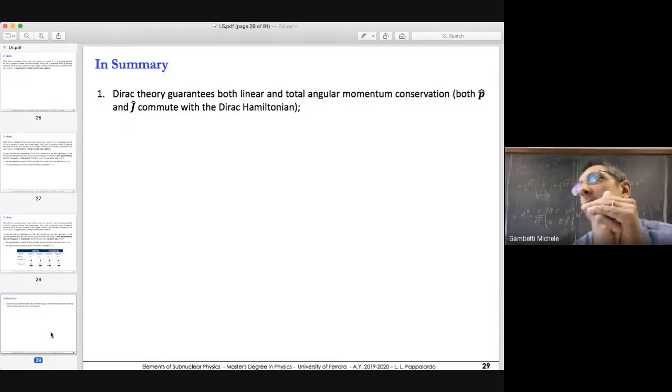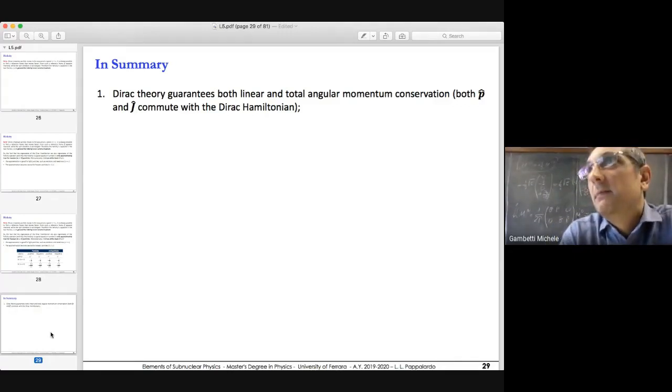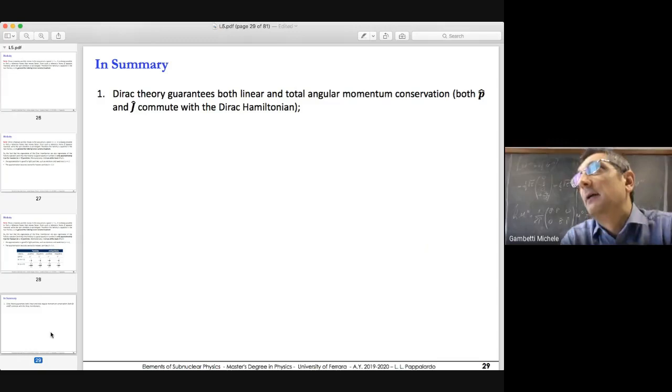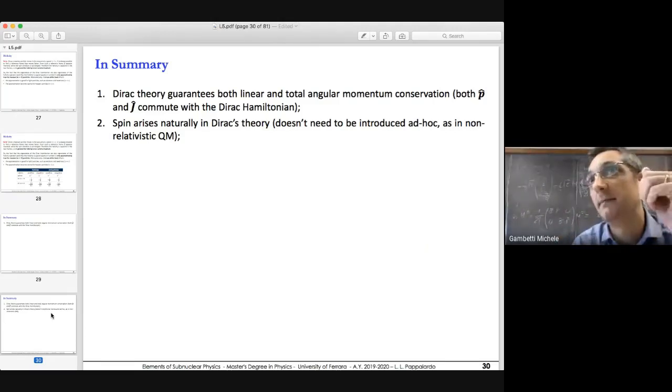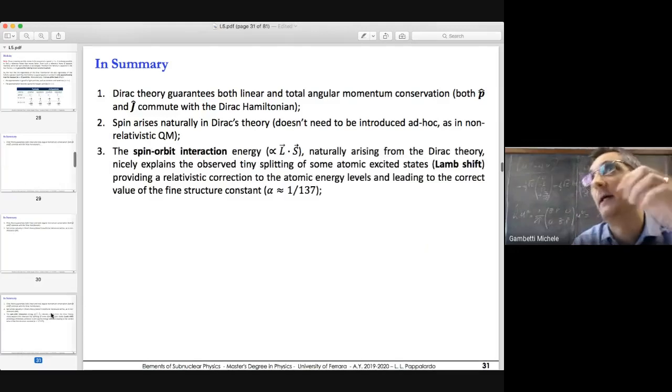So let me now summarize in this slide what we have learned. The Dirac theory guarantees both linear and total angular momentum conservation, since both the momentum and the total angular momentum operators commute with the Dirac Hamiltonian. Then, spin arises naturally in the Dirac theory. It does not need to be introduced ad hoc as in non-relativistic quantum mechanics, essentially spin 1/2, okay?